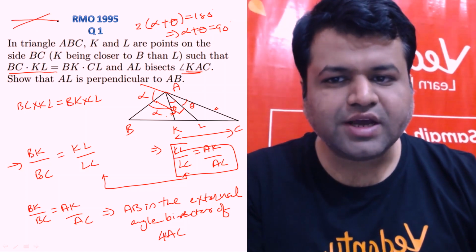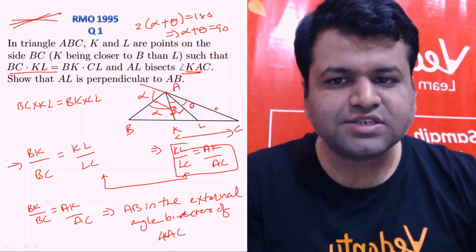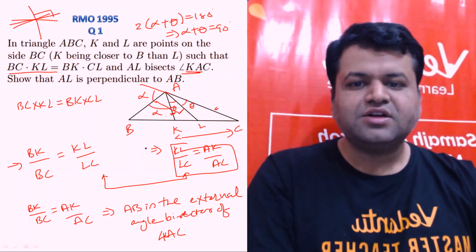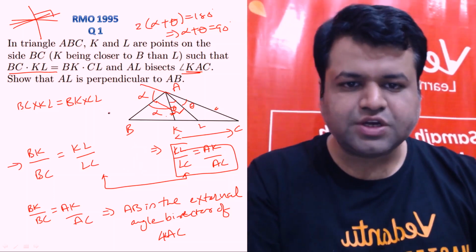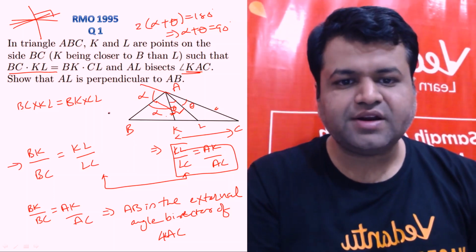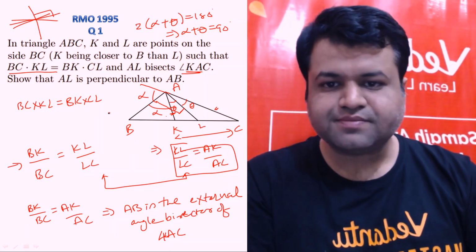If you take any two lines and draw the angle bisectors of these two lines, they will always be perpendicular. So this is what we need to prove. As you can see, that was a very easy question from year 1995. So let's proceed to the next question.